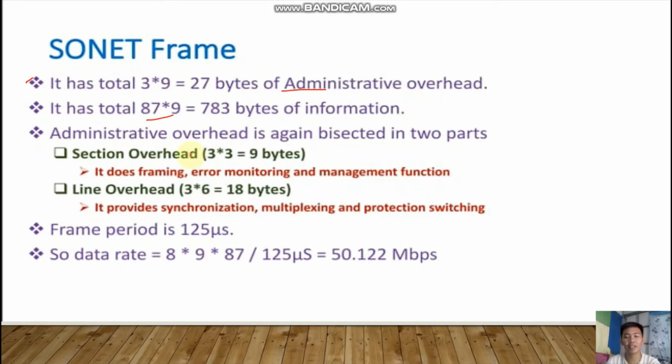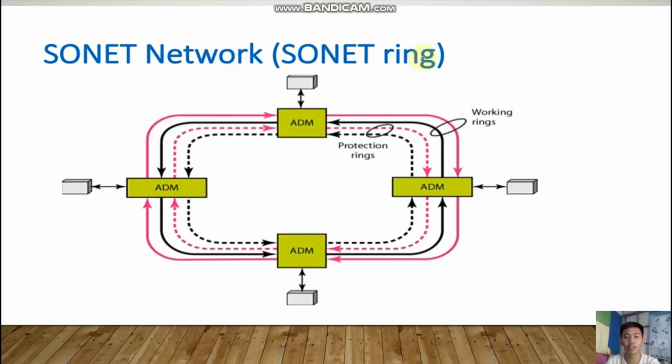Administrative overhead is again bisected into 2 parts. First is the section overhead, 3 times 3 equals 9 bytes. It does framing, error monitoring, and management function. Line overhead, 3 times 6 equals 18 bytes. It provides synchronization, multiplexing, and protection switching. Frame period is 125 microseconds. Data rate is equal to 8 bits times 9 rows times 87 bytes divided by the frame period of 125 microseconds, which is equal to 50.122 Mbps.